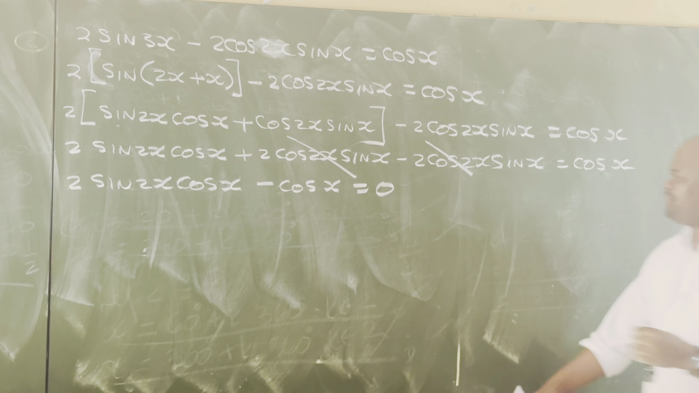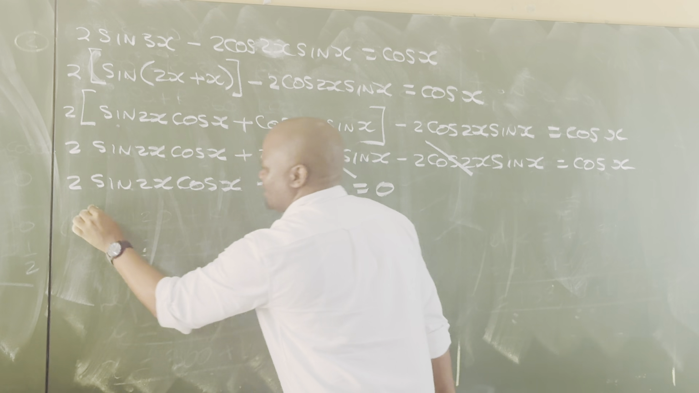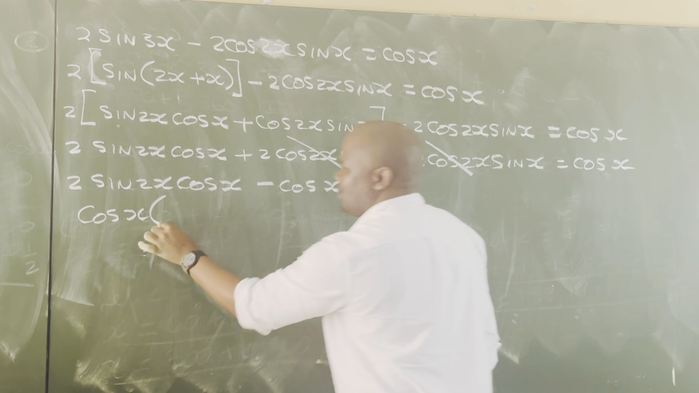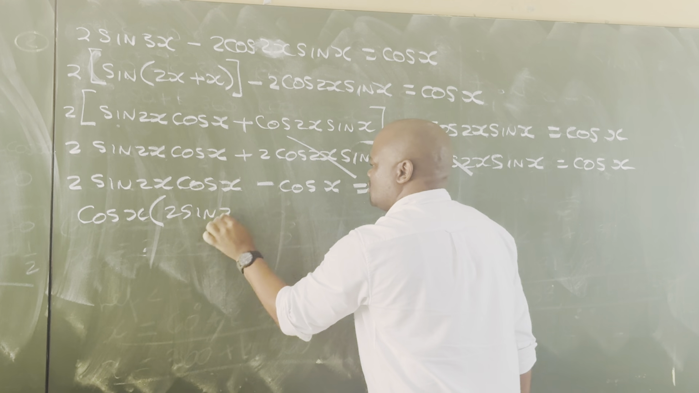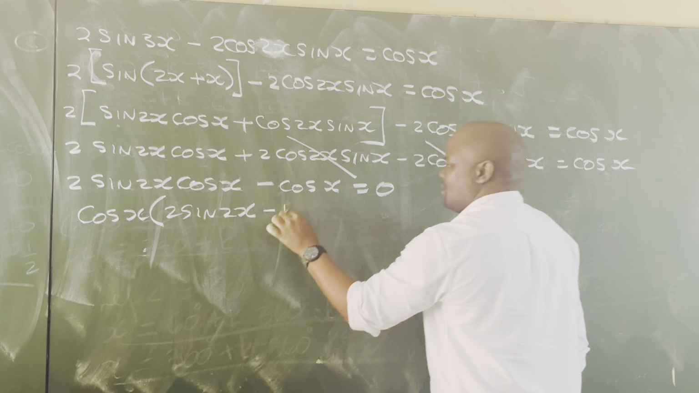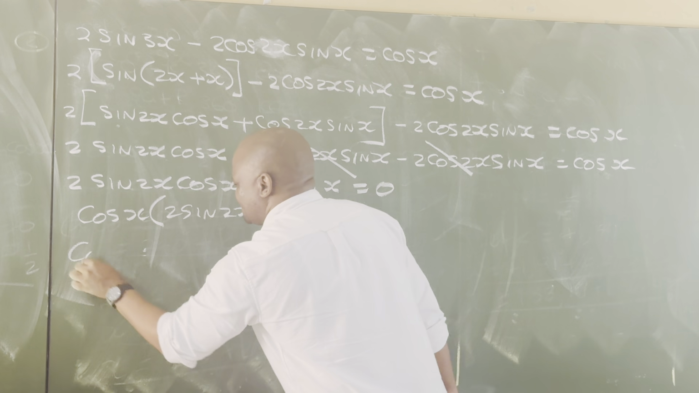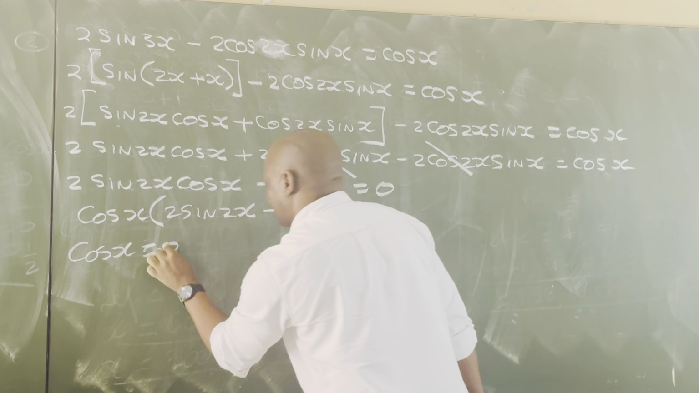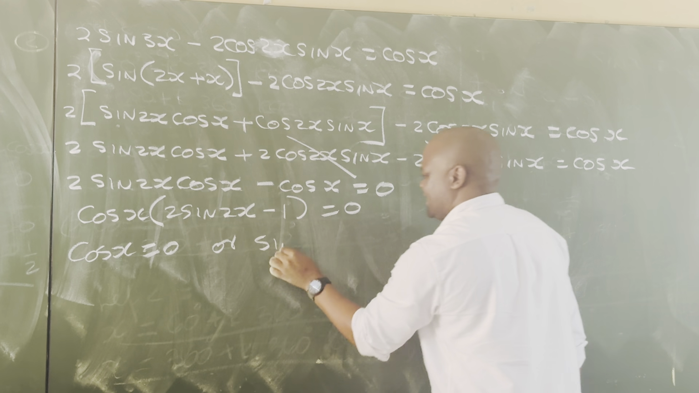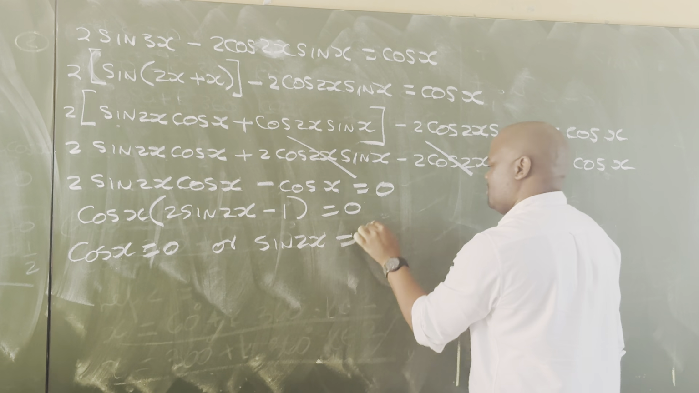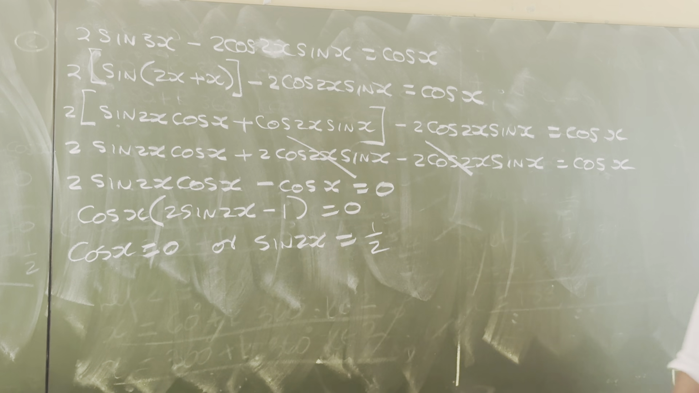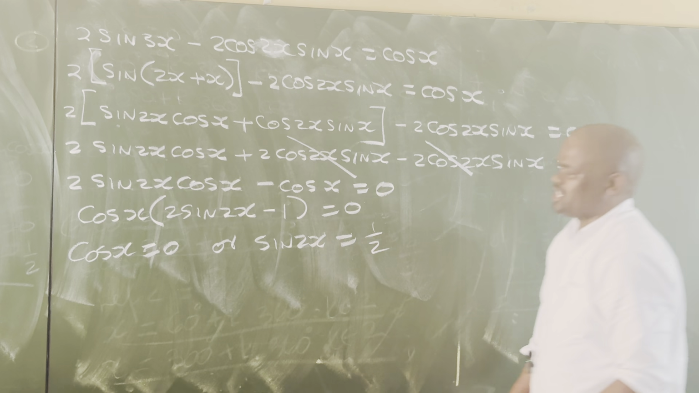Then from here, common factor. What is the common factor? Cos x into 2 sine 2x minus 1 is equal to 0. And then from here we are through. So this is cos x equals to 0, or sine 2x is equal to 1 over 2. Once you have this 1 over 2, then you go and find your general solutions.